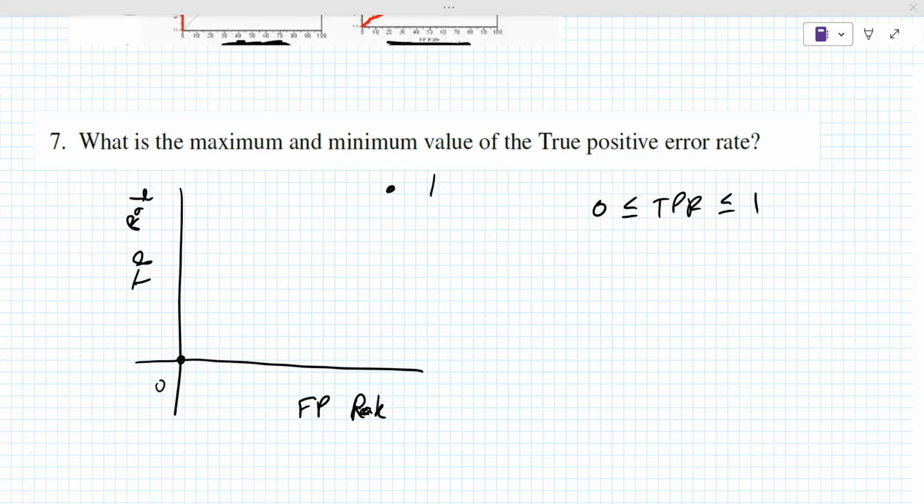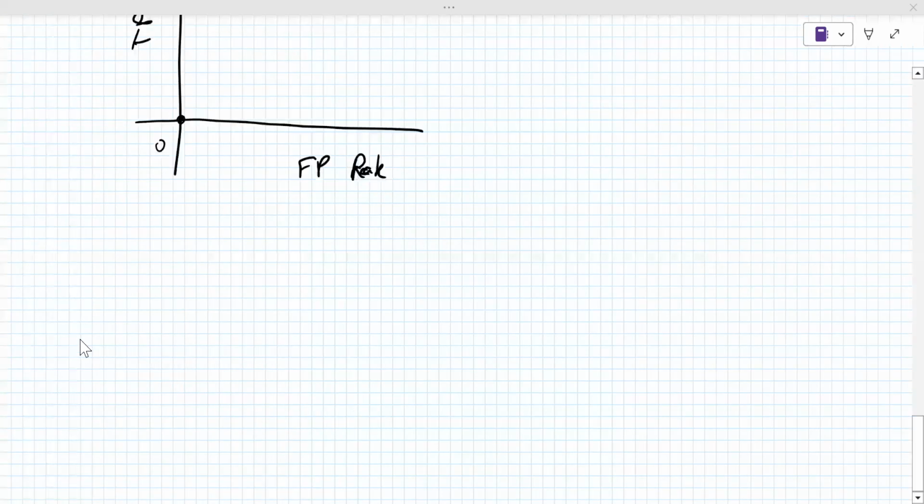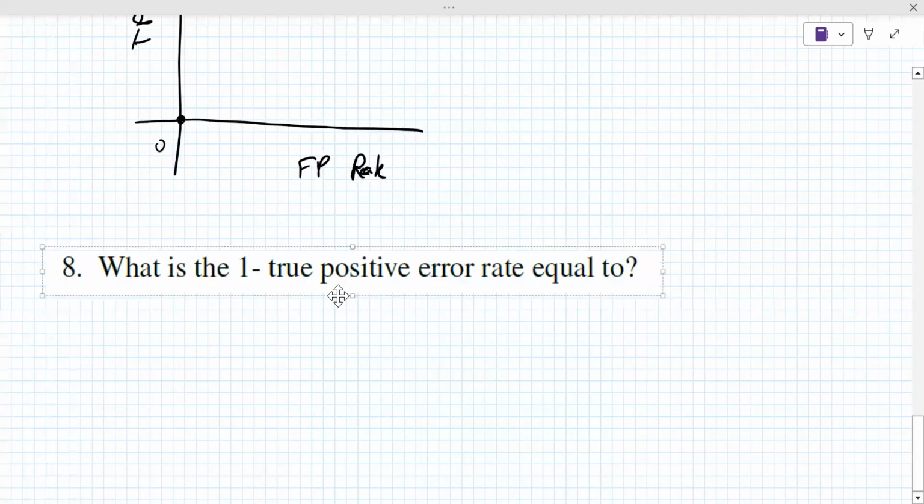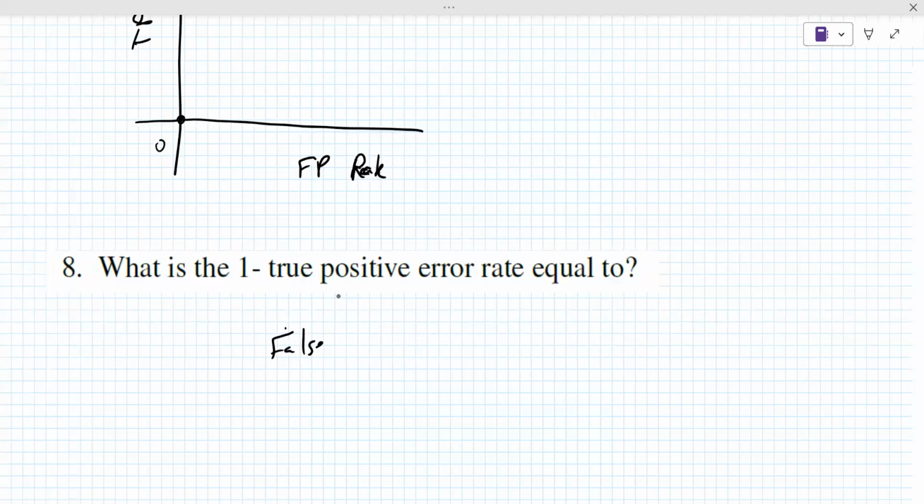And this one I just know from notes: 1 minus the true positive rate is equal to the false negative rate, which is the false negative over the true positive plus the false negative. And I think that's just something I have to know.